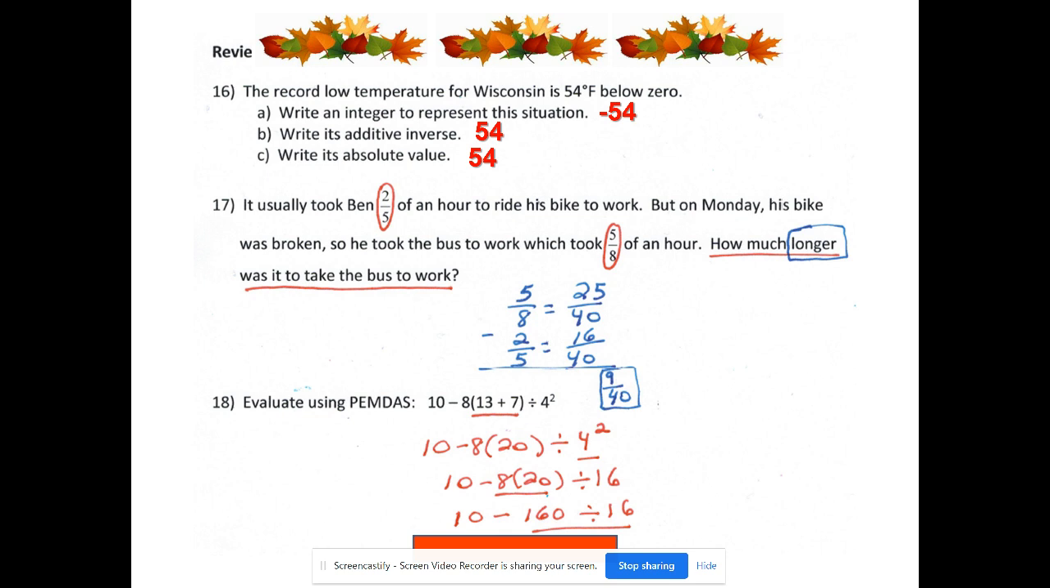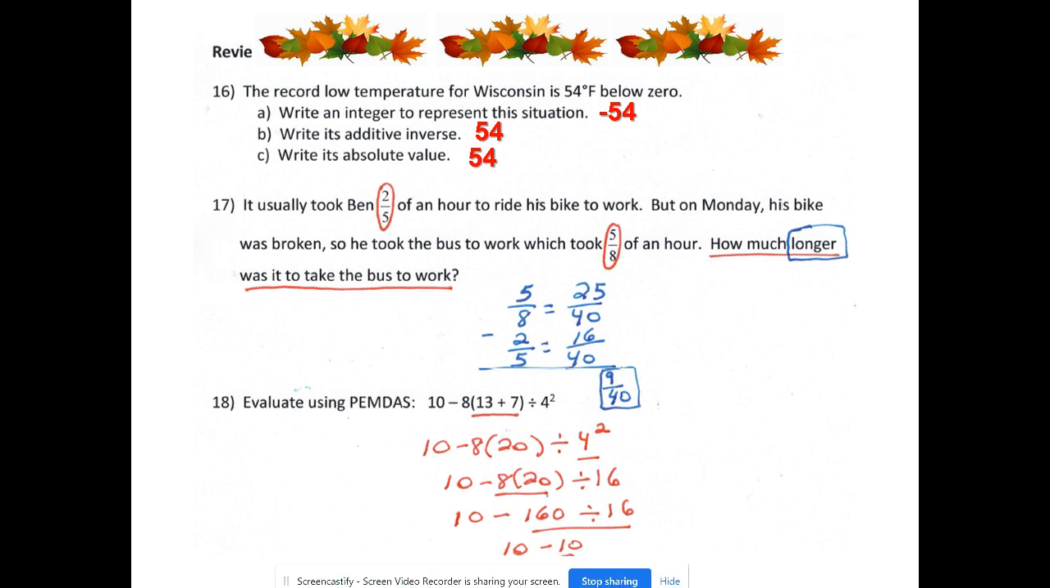Now I divide by 16. Negative 160 divided by 16 is negative 10. So now I have 10 minus 10. And that is going to give me 0 for an answer. We can't see it on the screen, but know that your answer is actually 0.